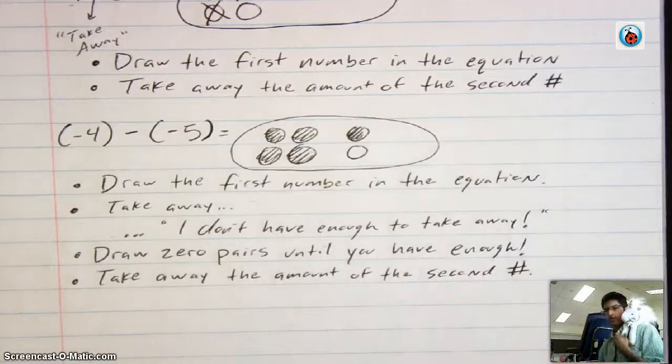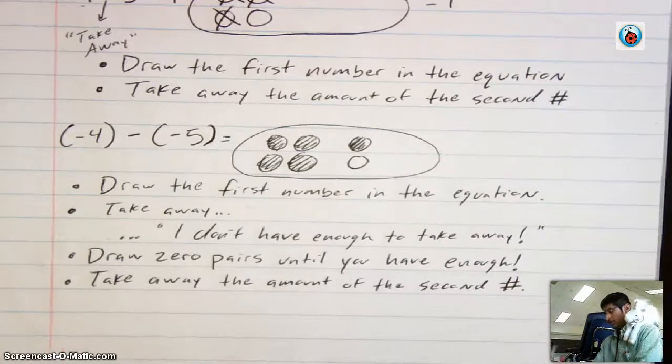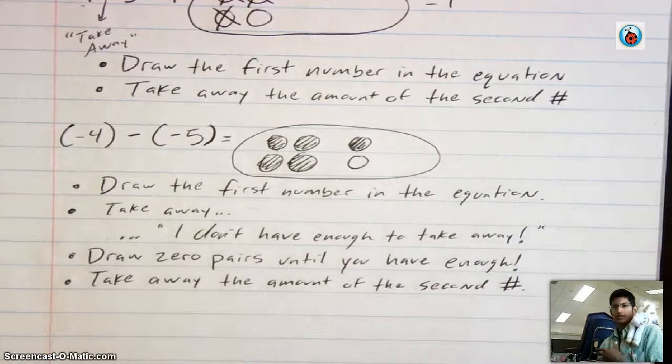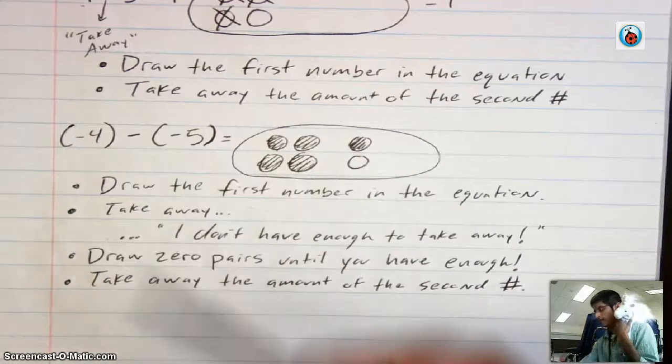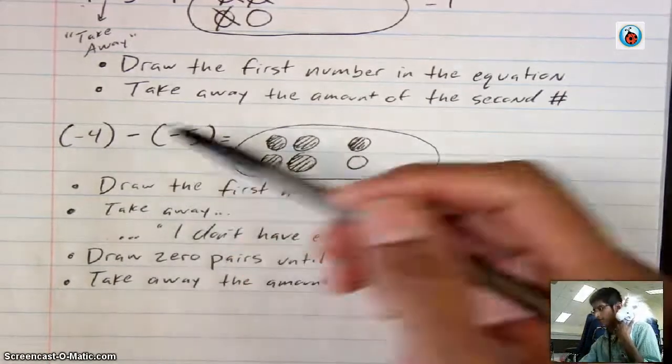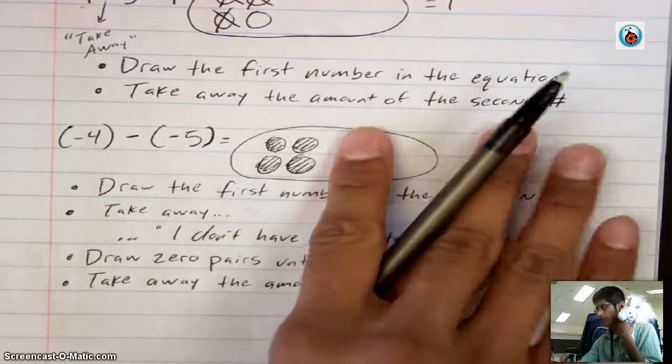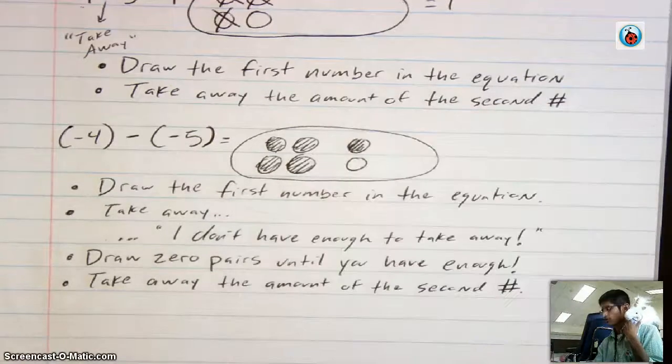So in order to subtract, you had to add. Basically, yeah. I had to add zero pairs so I could subtract. But I thought this was subtraction. I know, and it's kind of weird because I want to take away -5, but I only had -4. So I had to add a zero pair so that way I could take away -5.